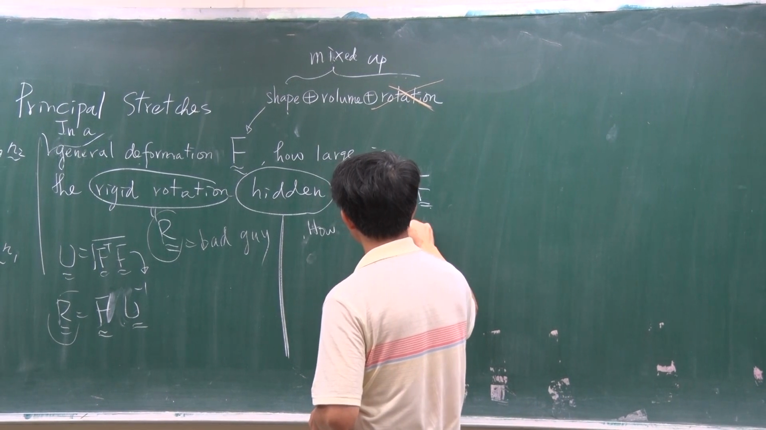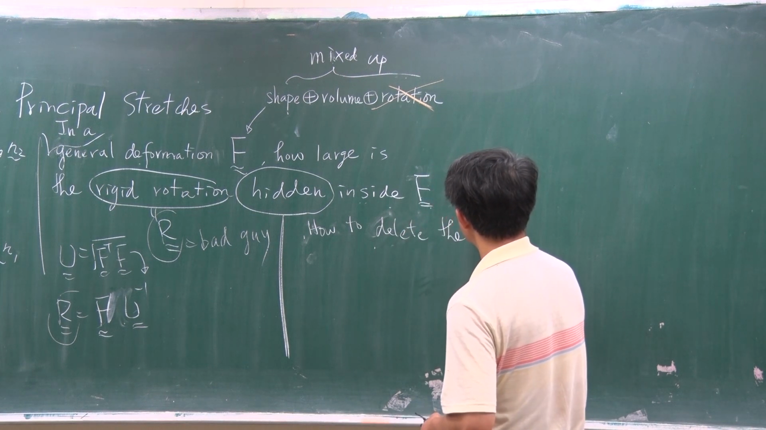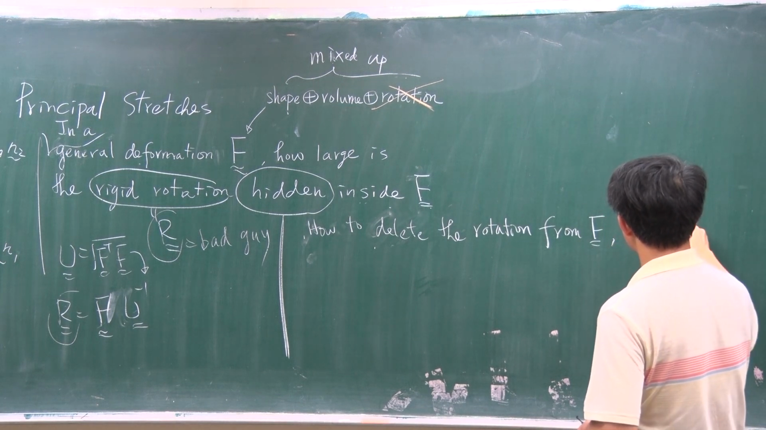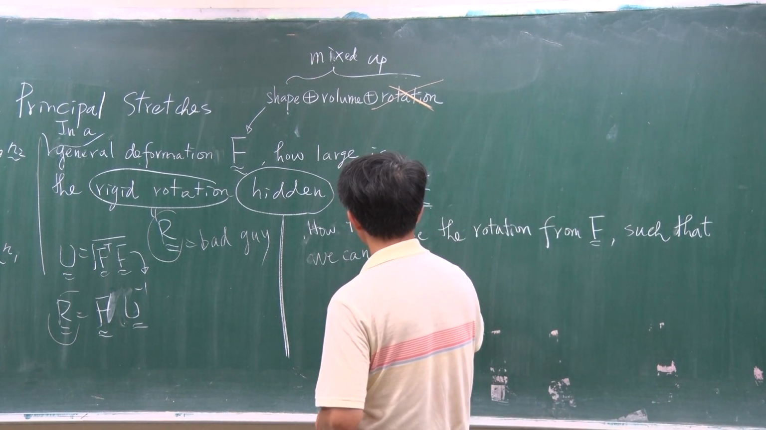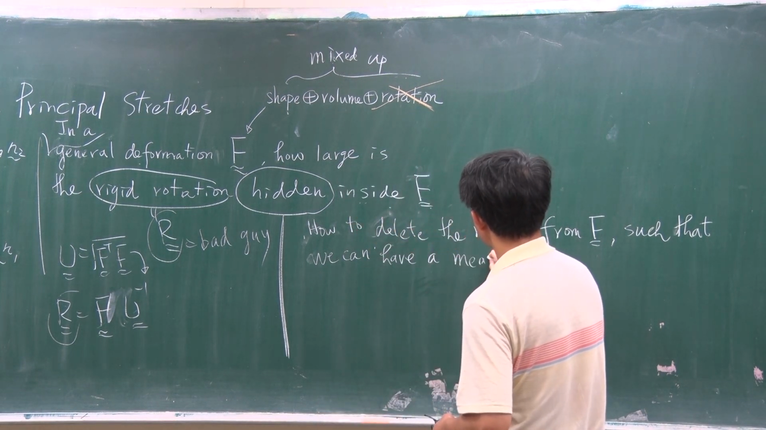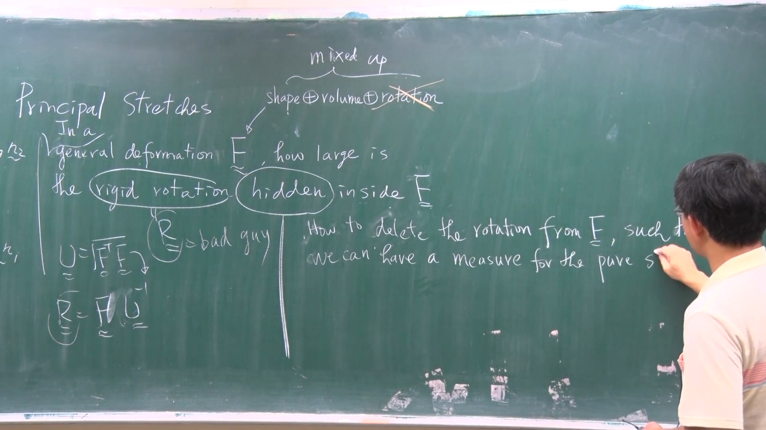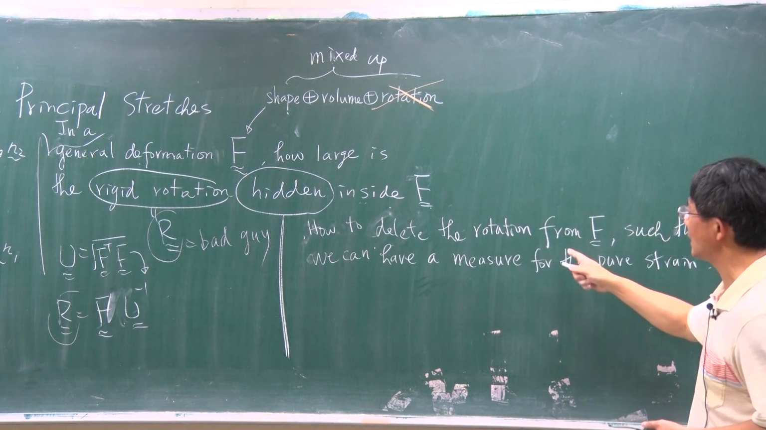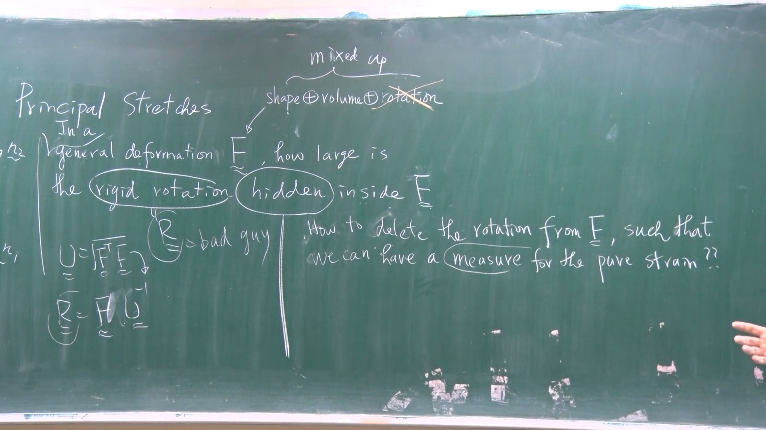How to cancel, how to delete the rotation from F, such that we can have a measure for the pure strain, no rotation at all? 我们就是想怎么把这个 F 里面的 rotation 给删掉，得到一个度量的方法来量这个真正的应变，然后就不会受到旋转的影响，因为我们把它删掉了嘛，对不对？OK, this is easy.